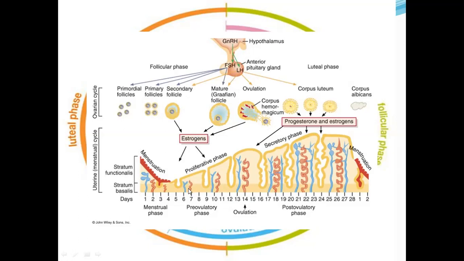Make the uterus lining, increase the blood supply, develop blood vessels to the uterus lining, you can see here. And the uterus lining is going to become thick, right? This is called the proliferative phase. Why? Because proliferation of the endometrium, the lining of the uterus, is going on here.